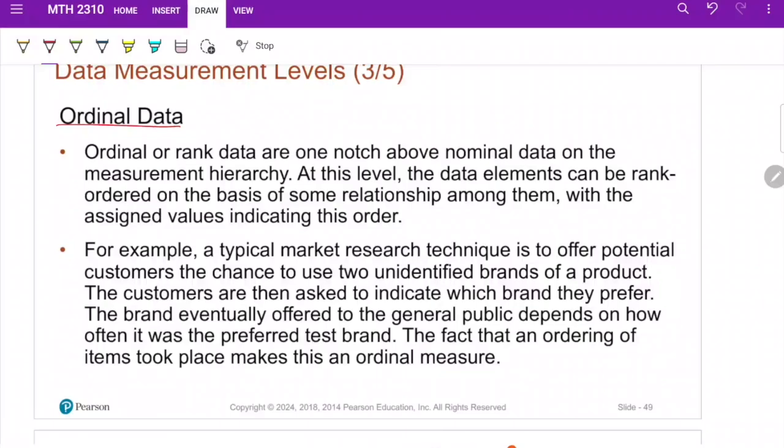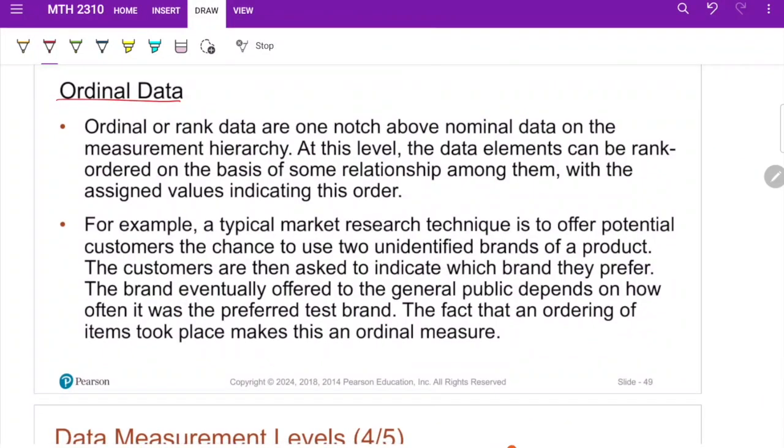When you rank the products, or the winners: gold, silver, bronze. So these are ordinal data. Or the level of education, BS degree, MA degree, PhD degree, and so on.